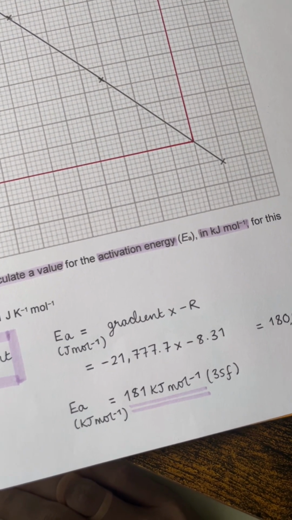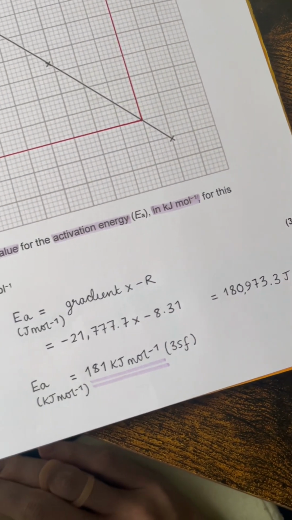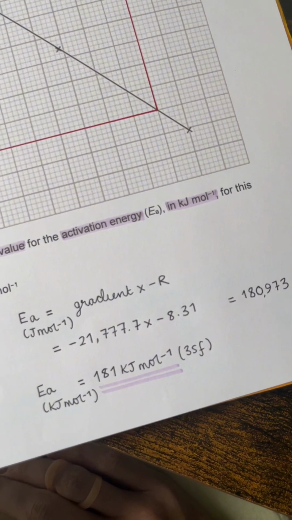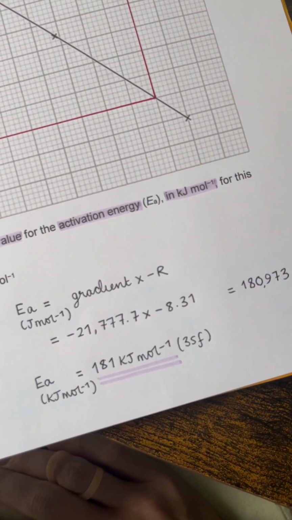and that gives me the activation energy in joules per mole. And then all I need to do to get it into kilojoules per mole is divide it by 1,000. And to three significant figures, the answer is 181 kilojoules per mole.